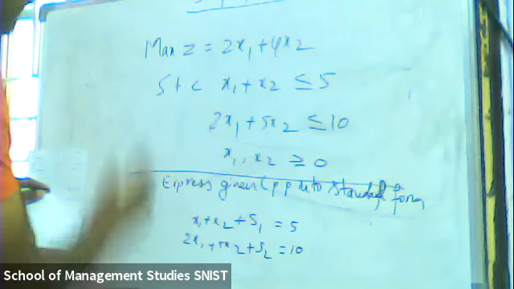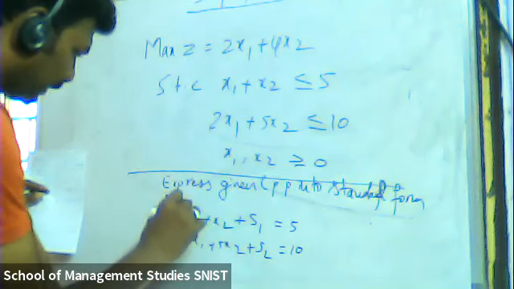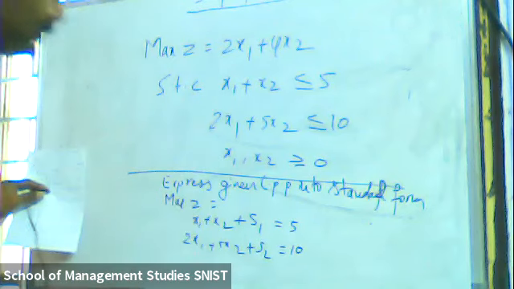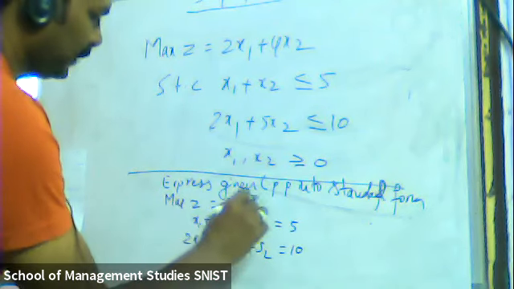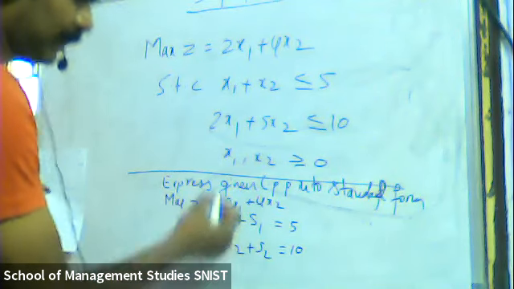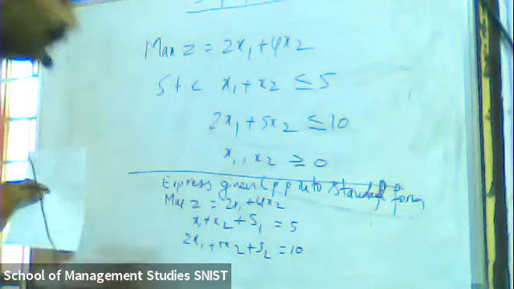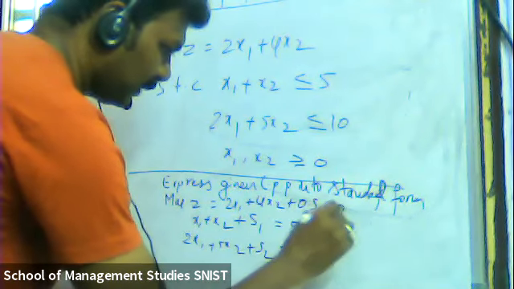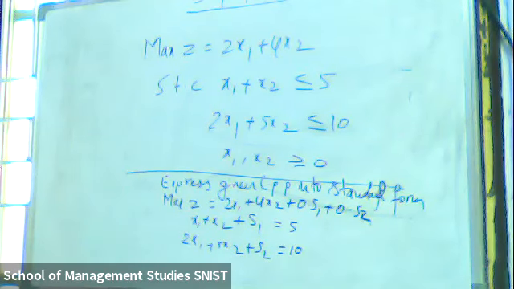Okay, now I'm writing the objective function: maximize z equals 2x1 plus 4x2. The slack variable coefficients in the objective function become 0, so plus 0 s1 plus 0 s2. Any doubts? Why does it become 0? We need to assume that, because we don't know that value, so we assume 0 itself.